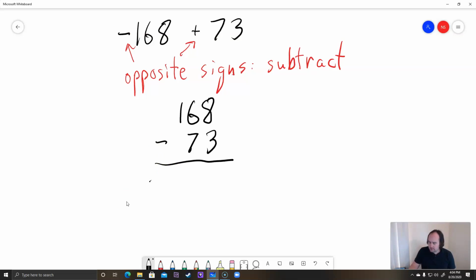So we've got 8 minus 3 is 5. 6 minus 7 we can't do because 6 is smaller than 7. So we borrow from the 1. The 1 becomes a 0. And we actually get 16 minus 7, which is 9. But then we said we kept the sign of the larger number. Well, the larger number was negative, so our answer is actually going to be negative 95. Okay, negative 95.